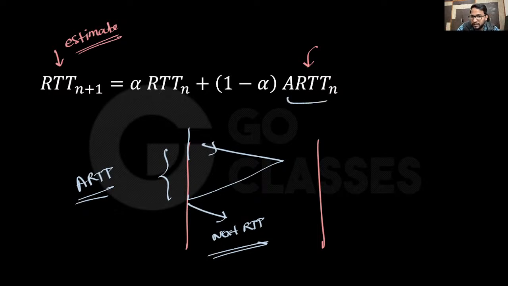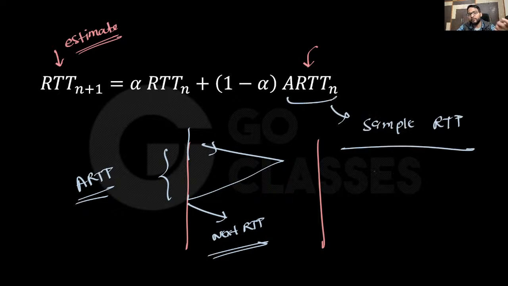This is the real one. This is also called sample RTT. Sample means you have actually taken a sample from your data, which is the real thing. Last time means it's not 1 year ago, it's just a few milliseconds or microseconds ago. The last packet you sent, at that time the actual RTT was this. Now you are going to estimate what should be the next RTT. That's our idea, so let's see how to estimate it.